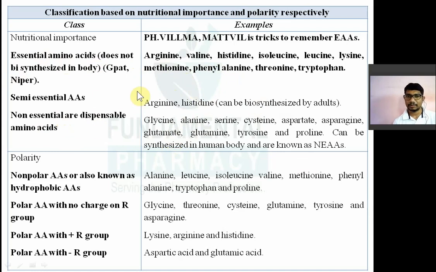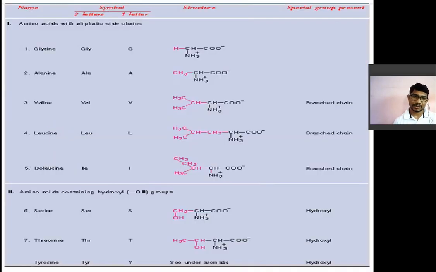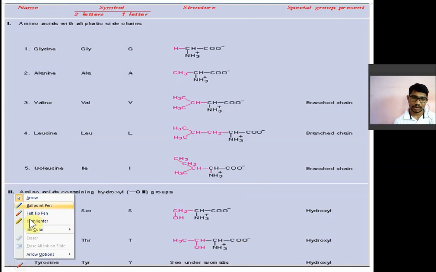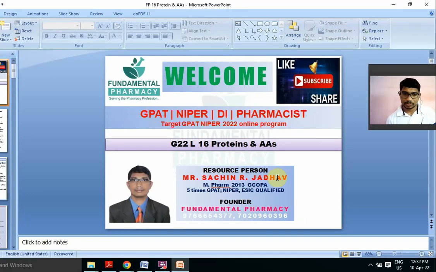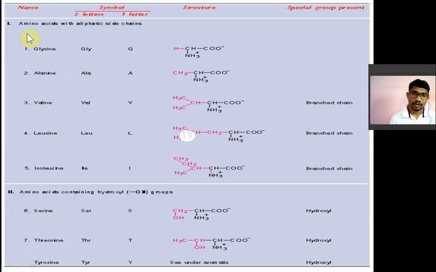Now, classification of amino acids based upon the structure. First, amino acids with an aliphatic side chain. Each amino acid is given a 3-letter name and a 1-letter name. That part includes the nomenclature of amino acids. Each amino acid has been given a 3-letter name, the initial 3 letters. So the first category is amino acids with an aliphatic side chain.